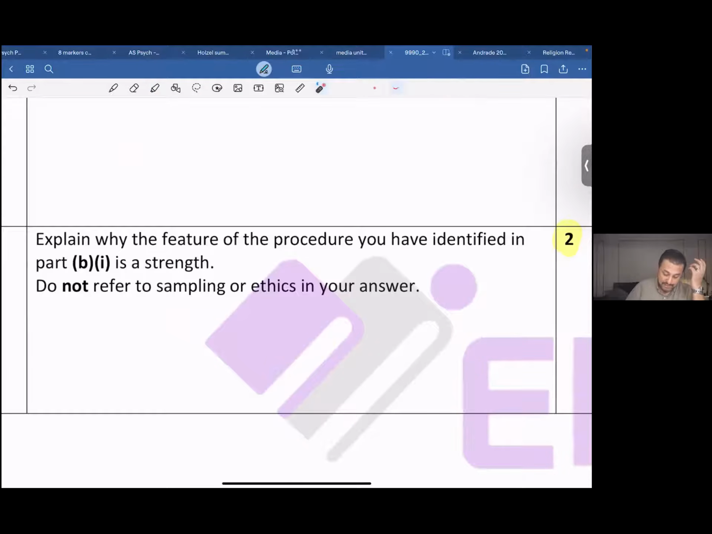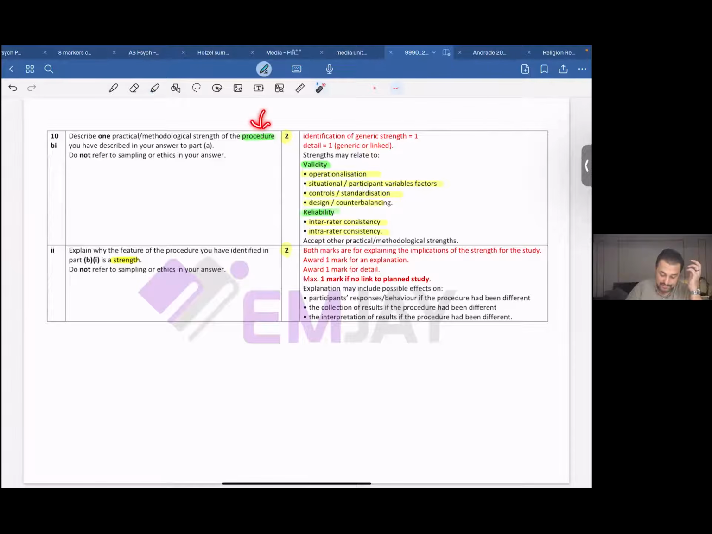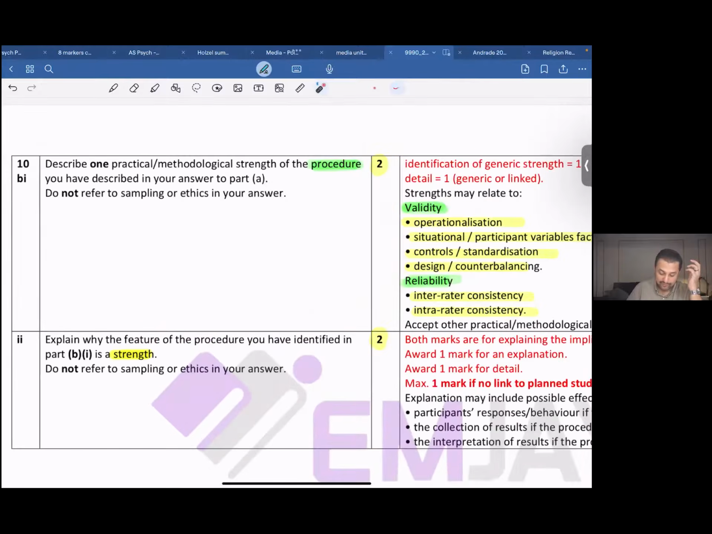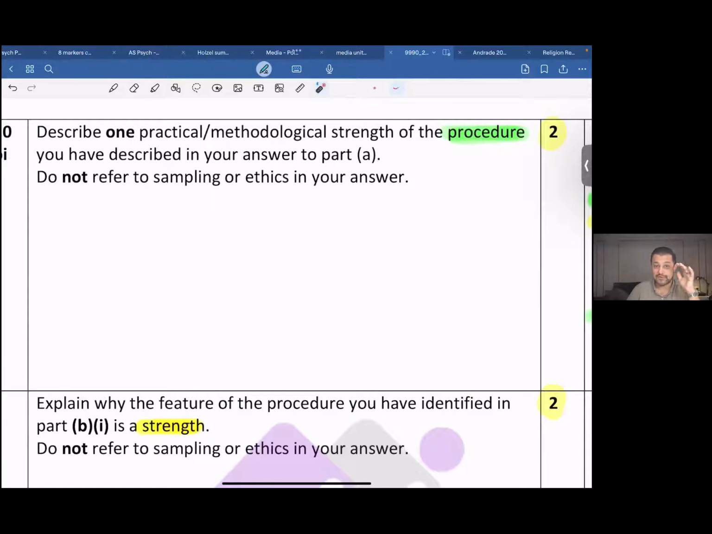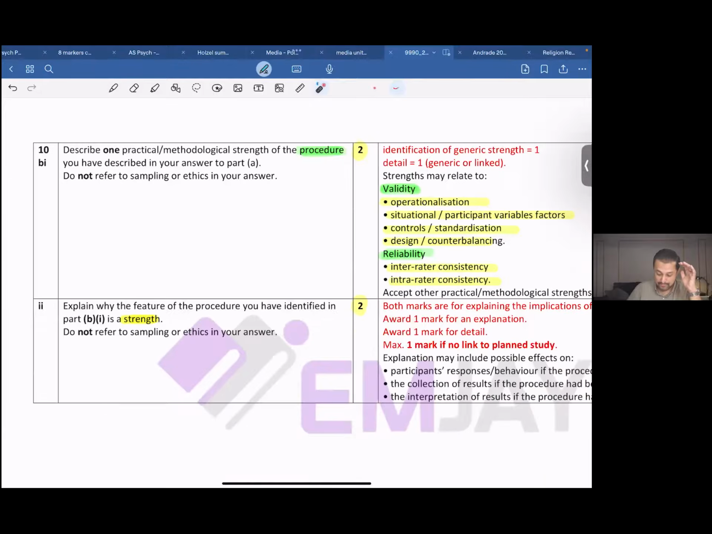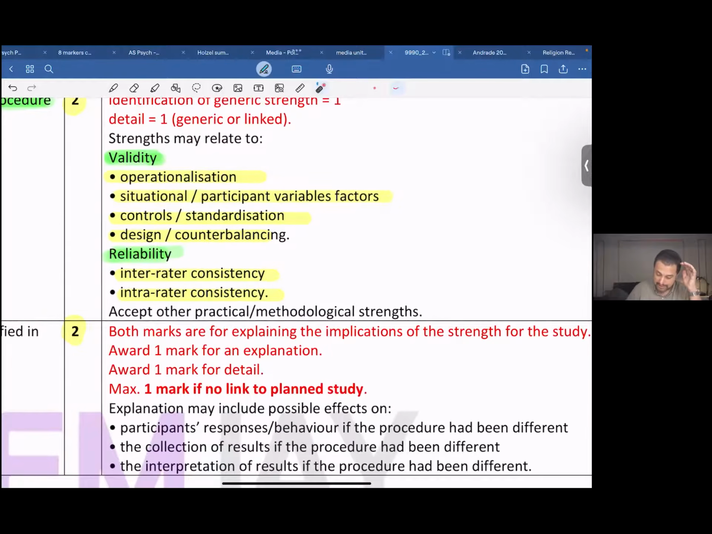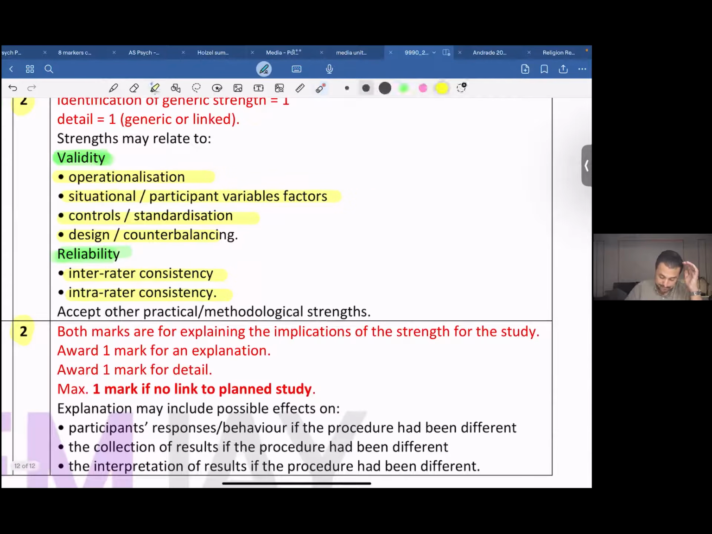Part B, explain why the feature of the procedure you have identified in part A is a strength. Again, many students get confused between this and this. Give them a read again. They're different questions, right? And this would help you understand it better. Both marks are for explaining the implications of the strength for the study. Award 1 mark for an explanation, 1 mark for detail, max 1 mark if there's no link to the planned study. All of this has to do with the study that you have planned.